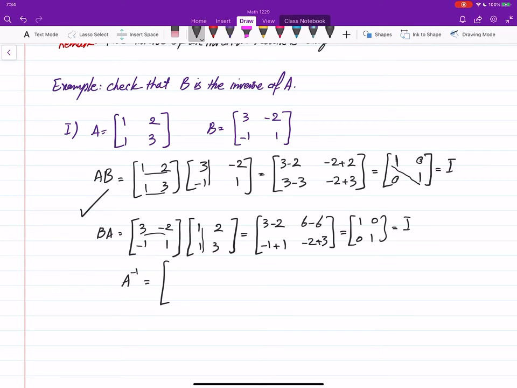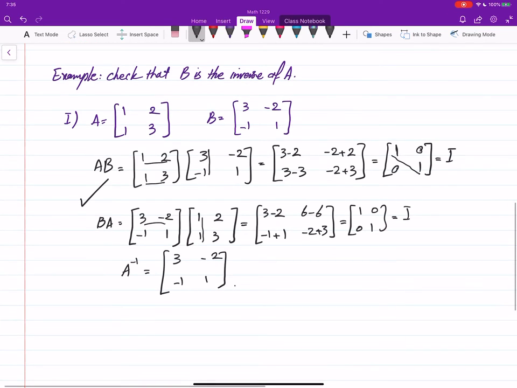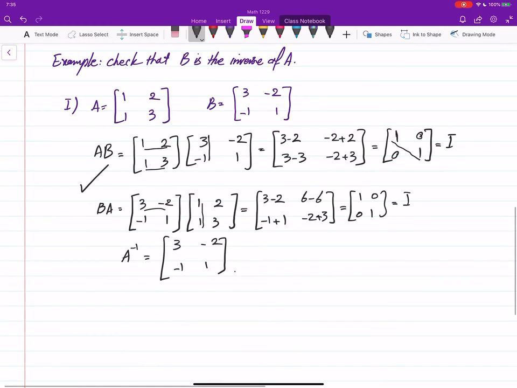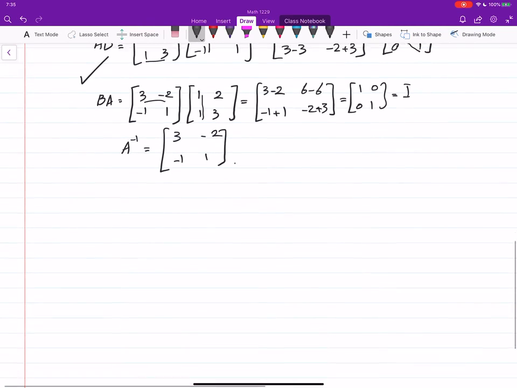And basically what we have here is this. If someone gives you any two matrices, you just do this multiplication from left or from right. If you get identity in both cases, then it means that it is invertible and that one is the inverse of the other one. Okay. Another example.